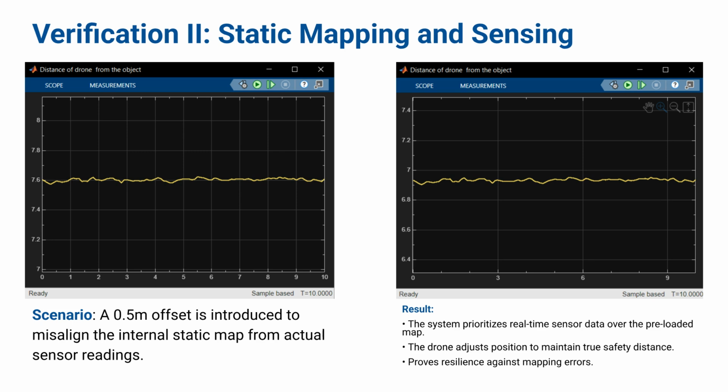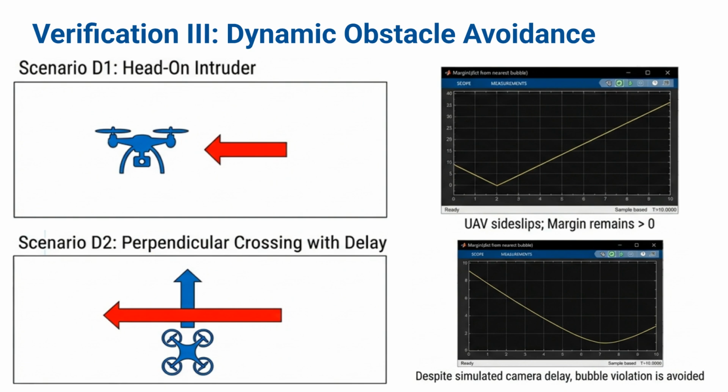In this test, we intentionally misalign the static map from real sensor data. The system correctly prioritizes real-time sensor feedback over the preloaded map, adjusting its position to maintain true safety distance. This demonstrates resilience against mapping errors. We then tested dynamic avoidance scenarios. In a head-on intruder case, the UAV performs an early lateral maneuver while maintaining a positive safety margin. In a perpendicular crossing scenario with simulated sensor delay, the system still avoids bubble violation, showing robustness to perception latency.